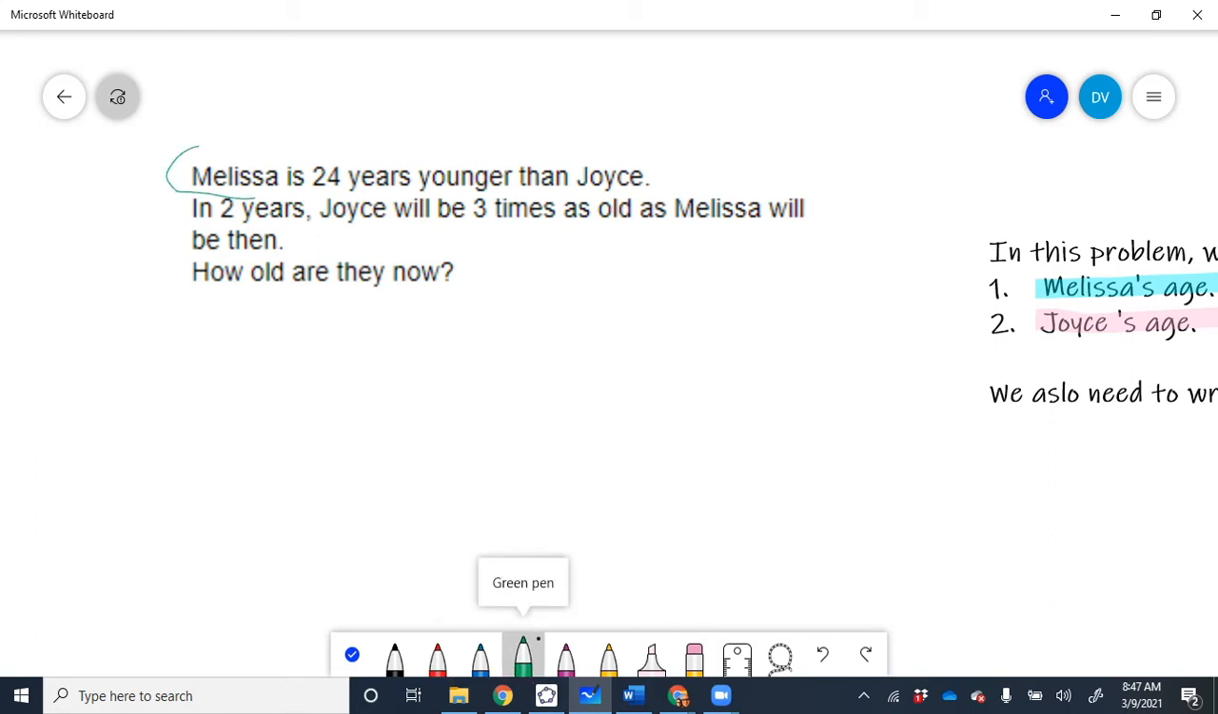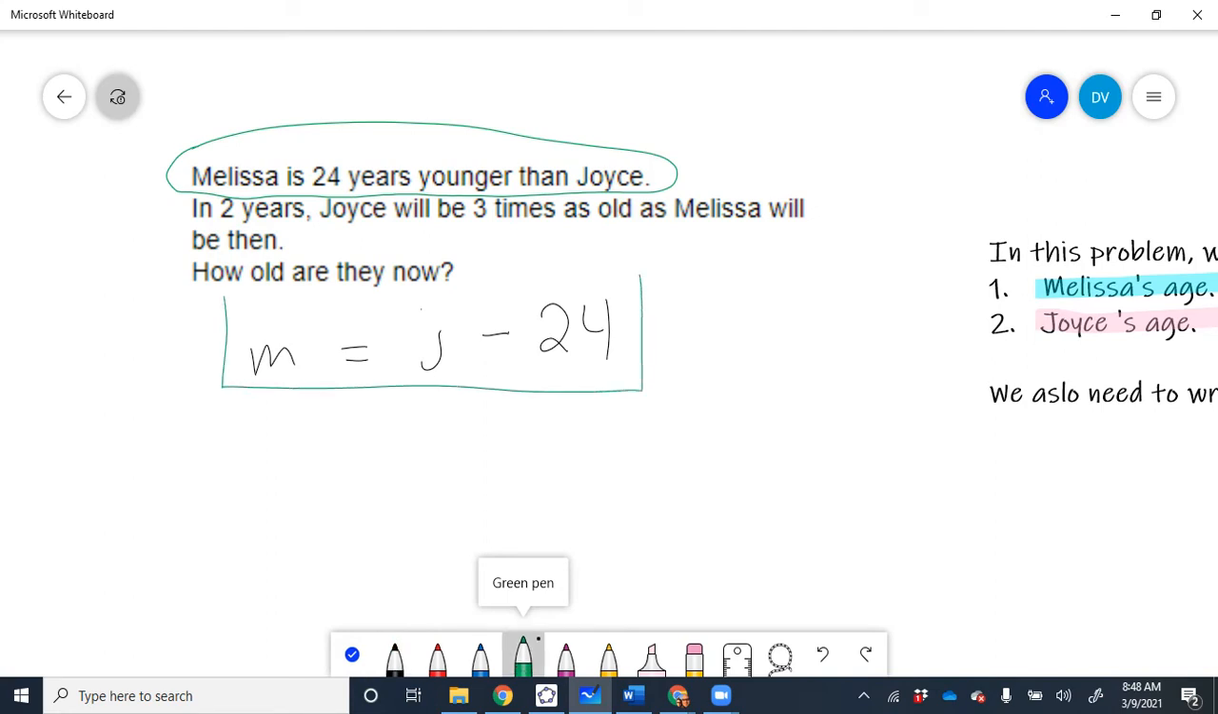And to get that equation, this is the sentence we want. Melissa is 24 years younger than Joyce. First of all, Melissa is, we're going to write that with M equals. Now, if you remember the last problem, if we had said that Melissa is 24 years older than Joyce, it would be J plus 24, but it says younger. So what should we write instead of J plus 24? Yeah, we should write minus. J minus 24, and that will be our green equation.